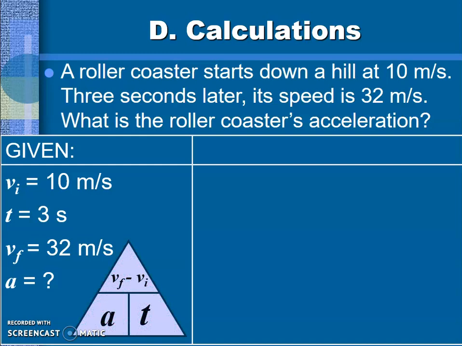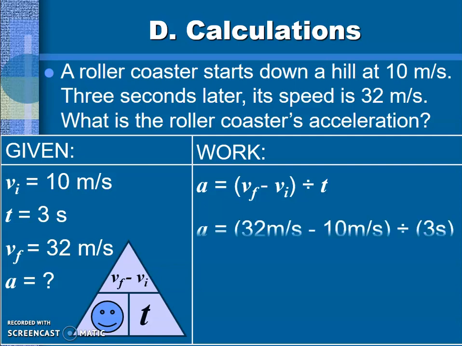Okay, so here's our triangle to tell us how to solve this. My a is my unknown, so I'm going to cover that up. That's what I'm solving for. And the triangle tells me v of f minus v of i divided by t is how I will solve this. Okay, thank you, triangle, for making this so much easier. And then we just plug in our numbers.